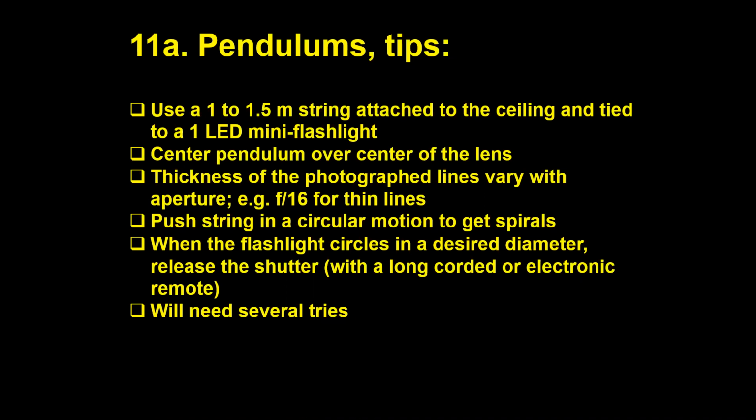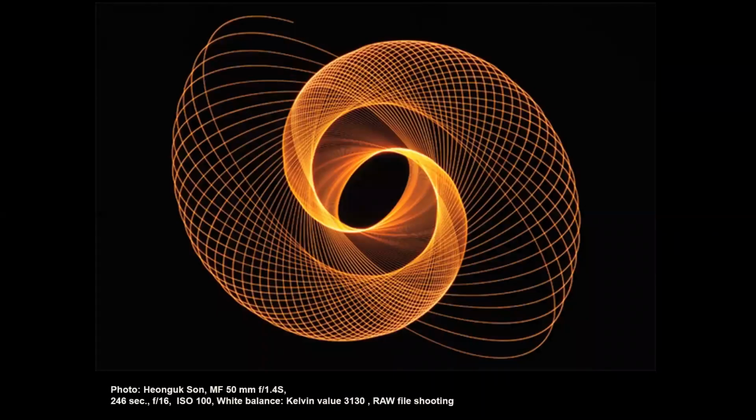So if you want fine lines, you have to use something like an f/16. You push the string in a circle to get spirals of various kinds. And when the flashlight circles are in the desired diameter that you want, then you release the shutter, again, with a coded or electronic shutter release. And you're going to have to do this several times before you get a good shot. Here's an extraordinary one.